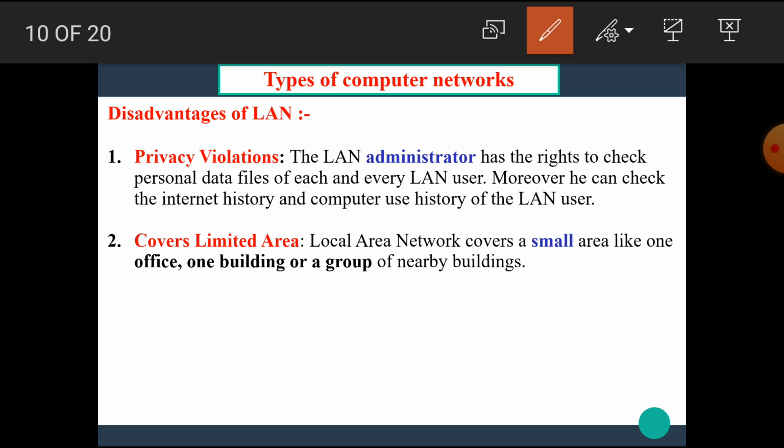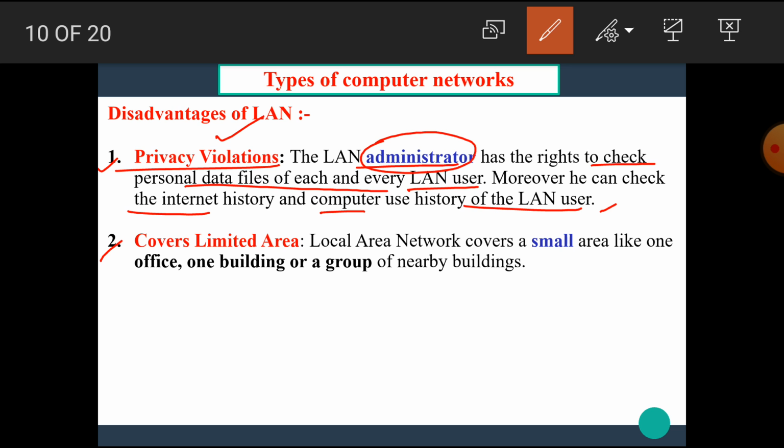Now let's see the disadvantages of the LAN. The first one is privacy violation. That means the LAN administrator, that means the server, has the right to check the personal data files of each and every LAN user. Moreover, he can check the internet history and computer use of the LAN user. That means the server or the administrator can check all the documents of its clients. This is the privacy violation.